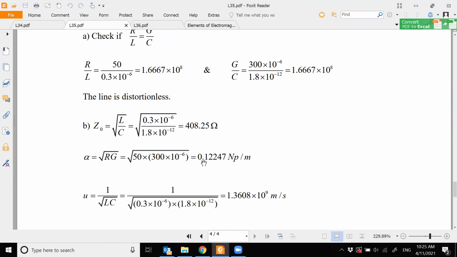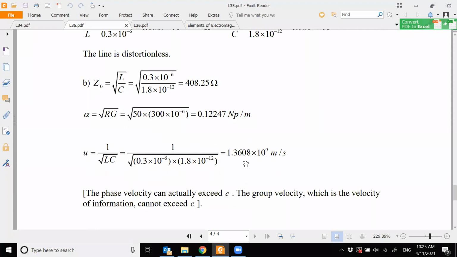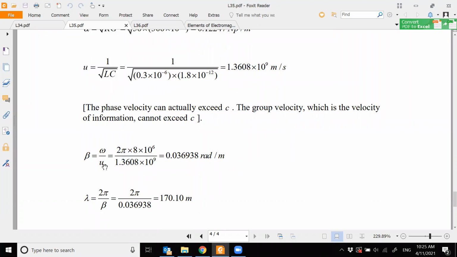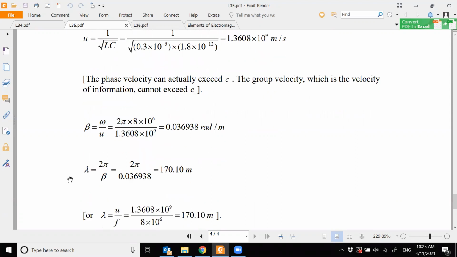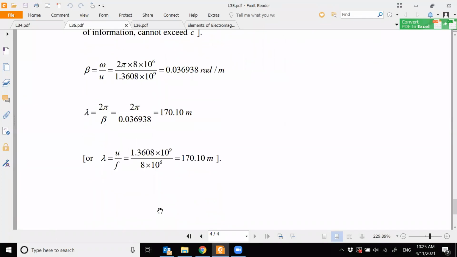Alpha, root of RG, which is 0.122 nepers per meter. And the phase velocity, which is this one. Beta is omega over U, which is 0.037 radians per meter. And what is your wavelength? We already got it in our TEM case. Beta is 2 pi over lambda, or lambda is 2 pi over beta, which is 170 meters. Or you can also get lambda as U over F, where U is your phase velocity.